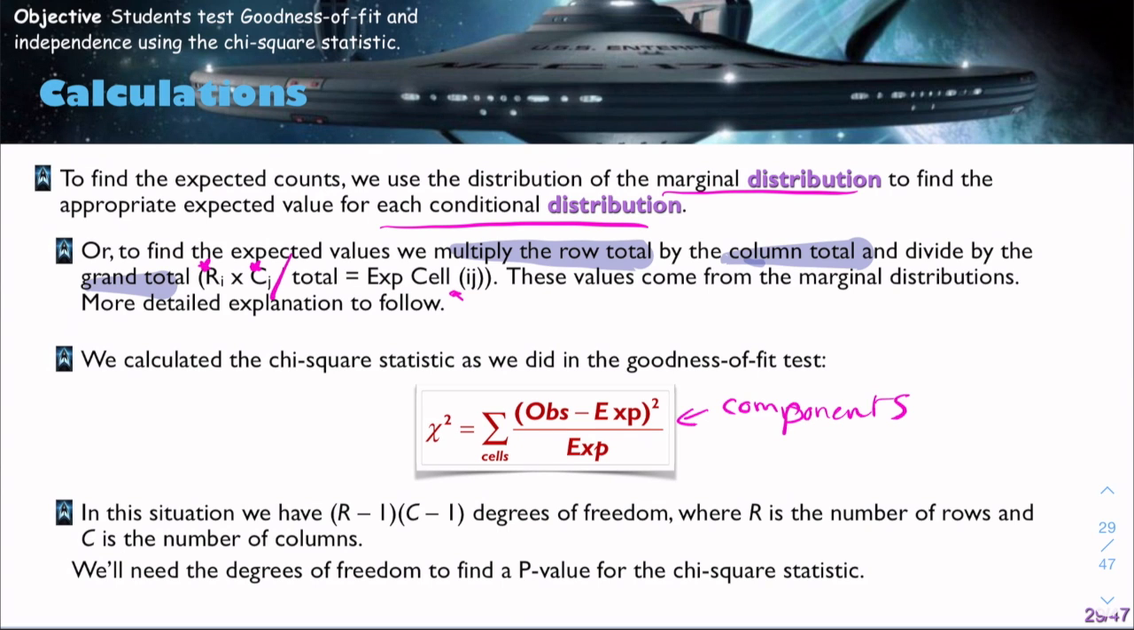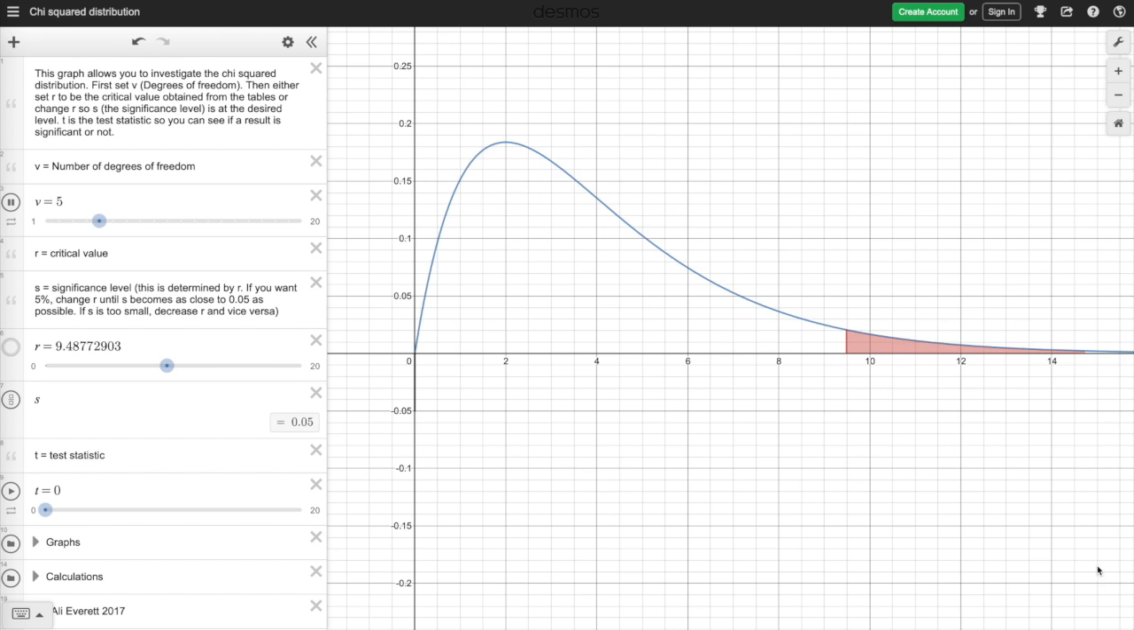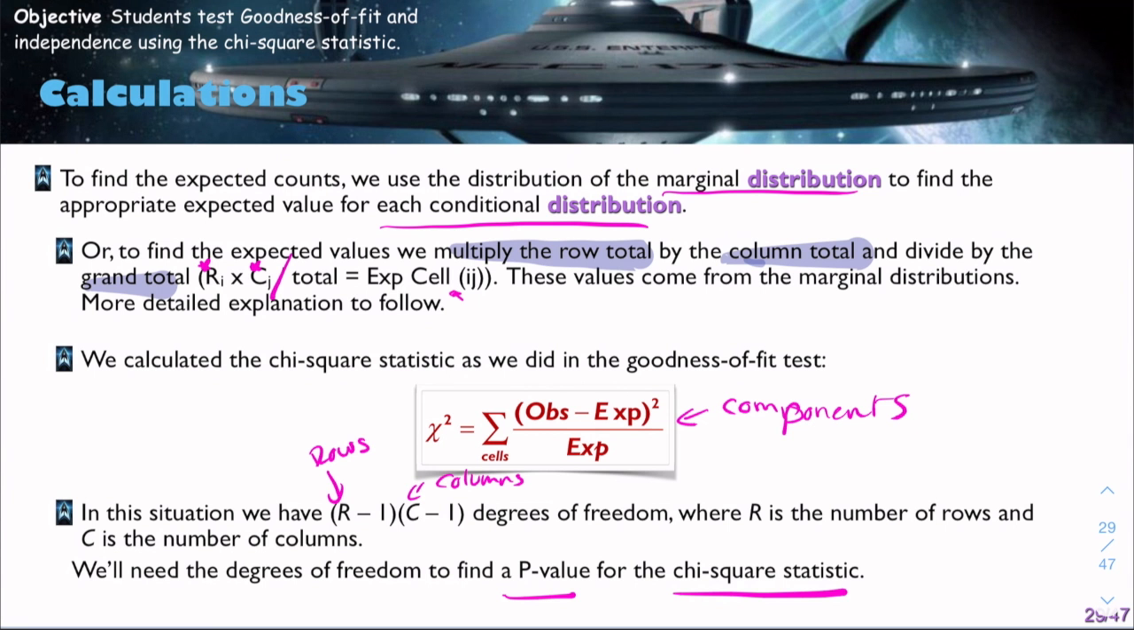In this situation, we have R rows and C columns. To find the degrees of freedom, we do R minus 1 times C minus 1. We'll need the degrees of freedom to find the p-value for the chi-squared statistic, because the chi-squared distribution is a family of distributions. The degrees of freedom is what pins down which distribution we're using. That's why it's so important to find the degrees of freedom.